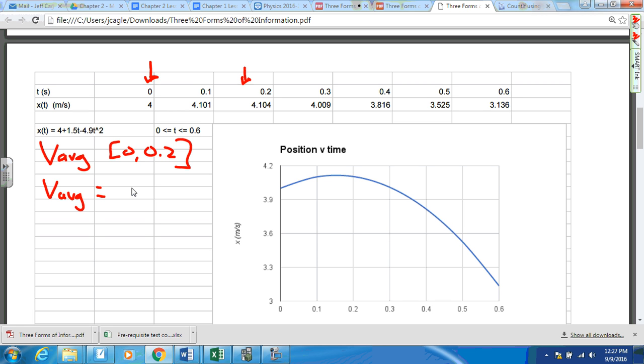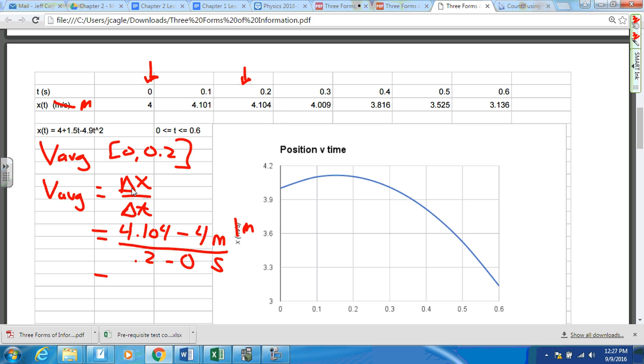So we start with v average equals, everybody? Delta x over delta t, and after the fourth time that we've done it, we're really good at that formula. So I now plug in 4.104 minus 4 meters per second. Oh, that's interesting. This x of t is in meters per second. What is that? No, this really should be meters. That doesn't make any sense. This has to be meters. Yeah, that was kind of dumb. I need to go back and fix that. Here we go. And now we get meters per second here.